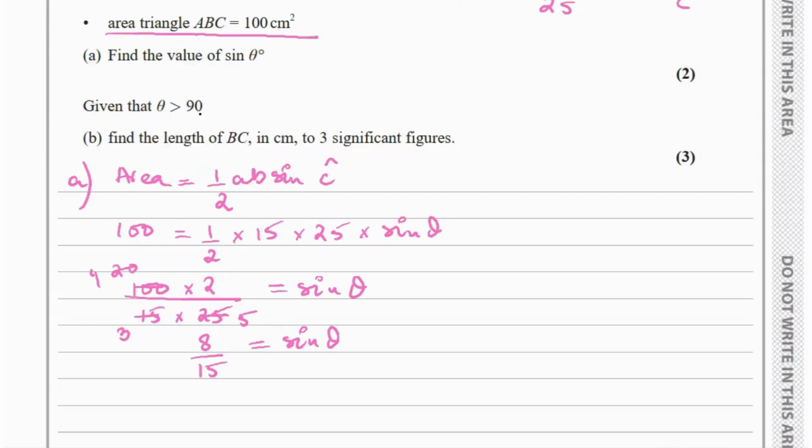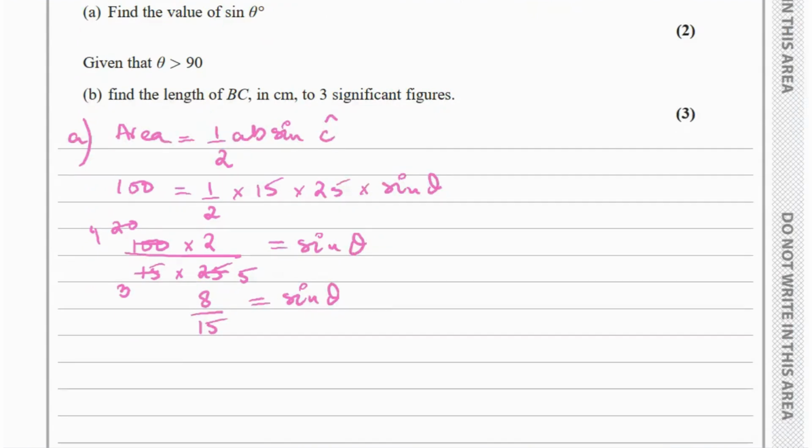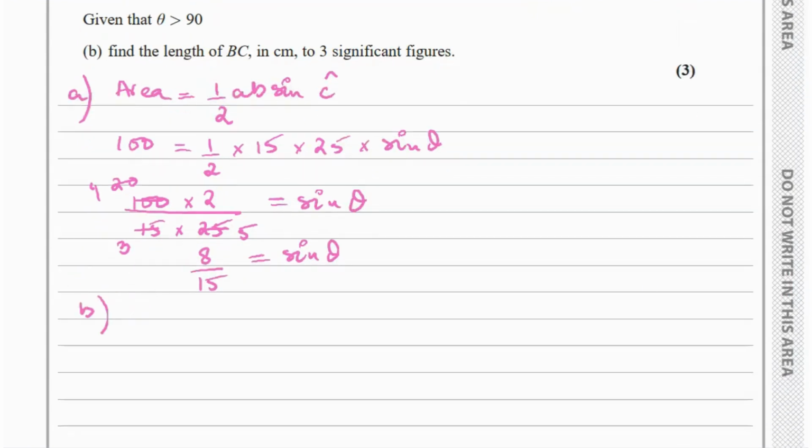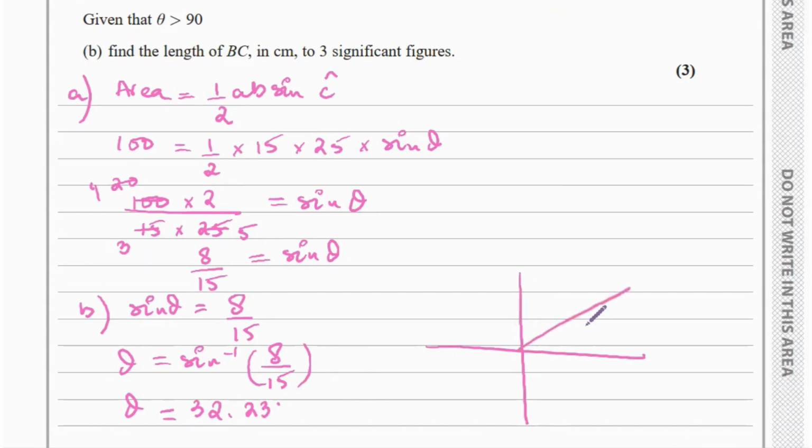Then for part B, it says, given that theta is greater than 90, find the length of BC in centimeters to 3 significant figures. So for this, let's find the value of theta first. Sine theta is 8 over 15, so theta is going to be sine inverse of 8 over 15. Plug this in the calculator, and what you should get is 32.23 degrees. Now we know sine is positive in the first quadrant and the second quadrant.